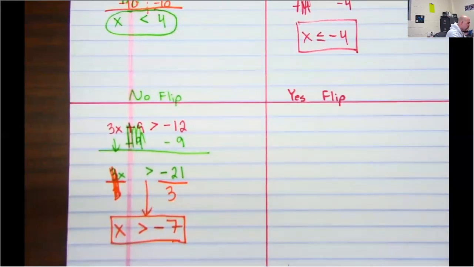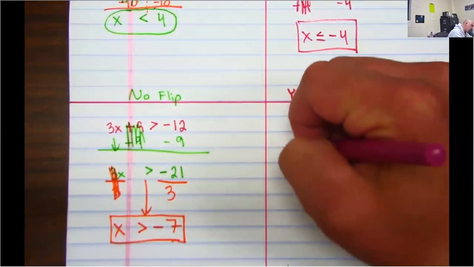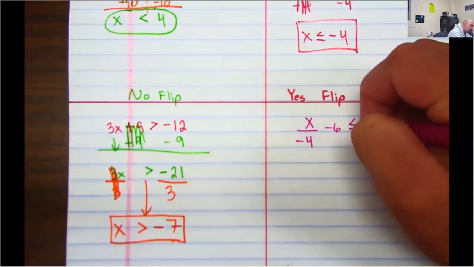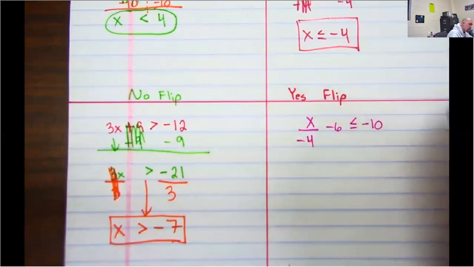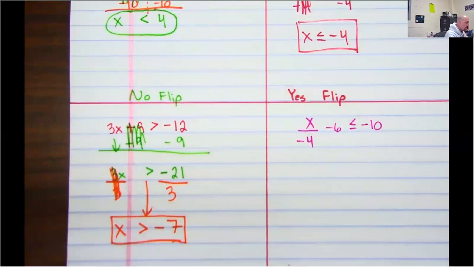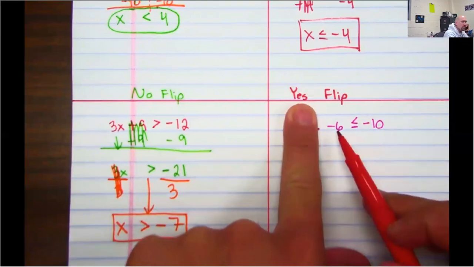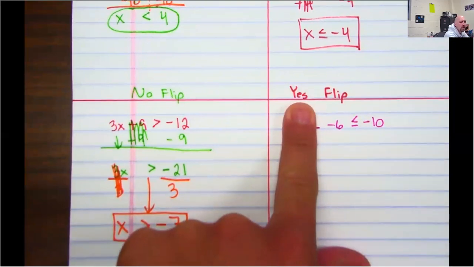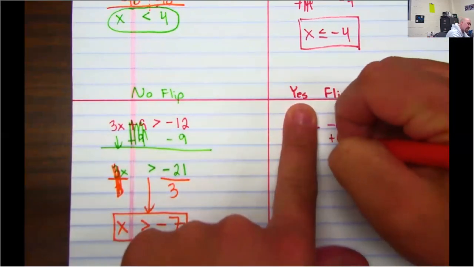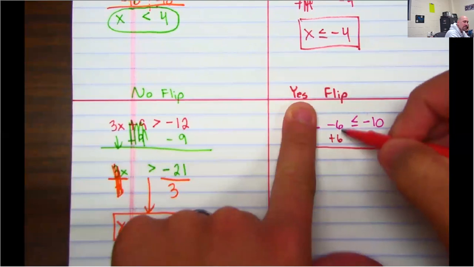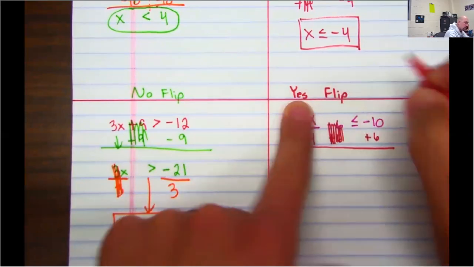Okay, let's do one more. Let's see if I can just make one up really, really fast. Okay. First step, cover up the number with the letter attached to it. Oh, look at this. I have this -6 I have to get rid of. What is the inverse of subtracting 6? Well, adding 6. 6 minus 6 zeros out. It's a zero pair.